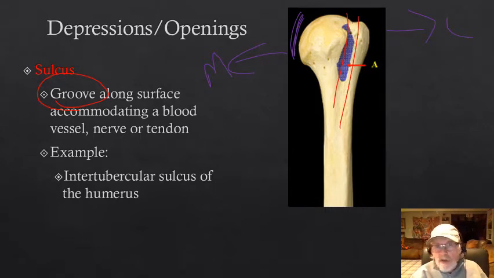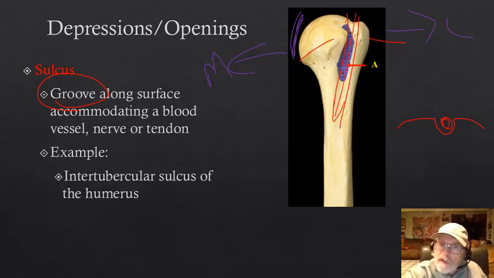This is called the bicipital groove, or bicipital sulcus, or intertubercular sulcus, because this is a tubercle, a little bump. So that's called the intertubercular sulcus of the humerus. Because it is a groove, it's a trough. The tendon fits right inside there and slides up and down. It provides a little route for that tendon to go up and down inside that sulcus. So that's called a sulcus.